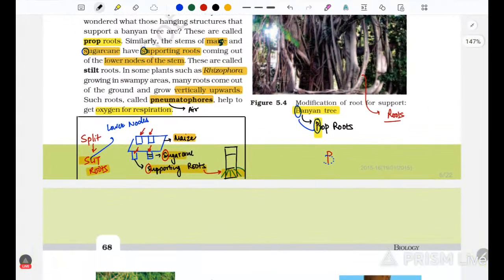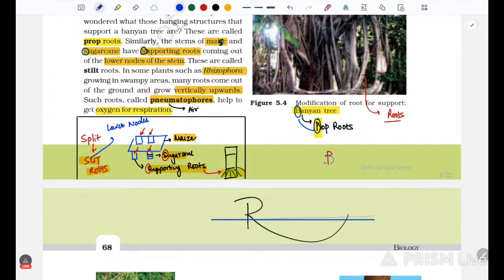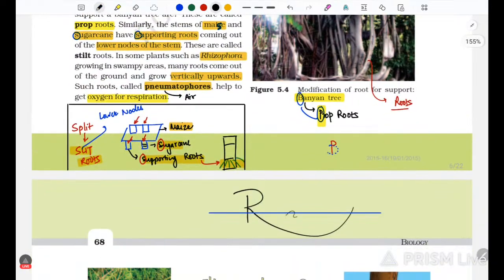So let me just draw rhizophora. Starting from R, if you can remember, the things are going to be very easy. So this is the method to remember this. Can you see this? This is R. R for what? R for rhizophora. And then the root is going to grow vertically upwards. Why? Because they need oxygen. So they are pneumatophores. Just remember this, that these are pneumatophores.